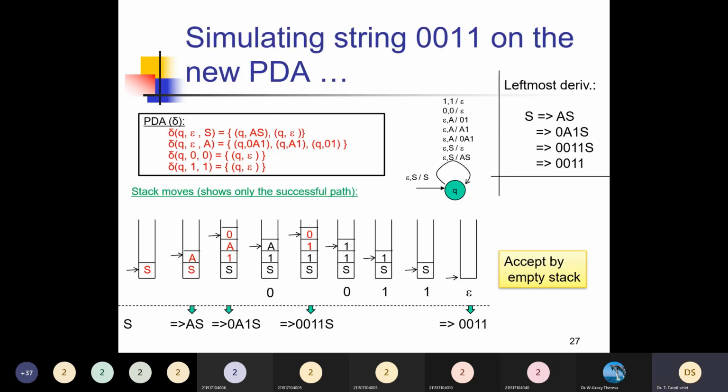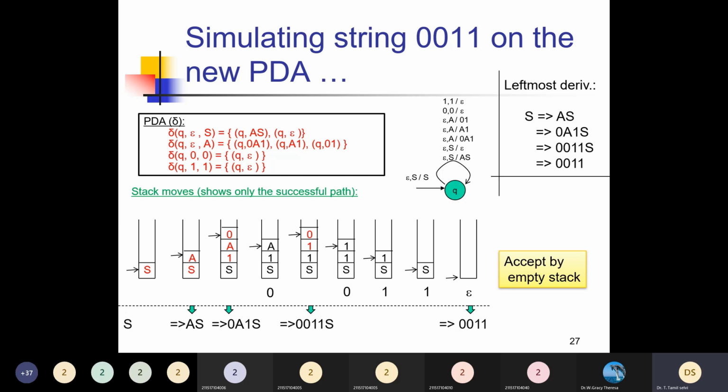And then here, for simulating the string 0011 on the new PDA. Okay, simulation of the string, now I have to write the instantaneous description here. So here is the leftmost derivation of the particular string 0011. So I have to start with the start symbol. What is derivation? Deriving a given string from the start symbol is called the derivation. Okay. So here capital S is the start symbol.